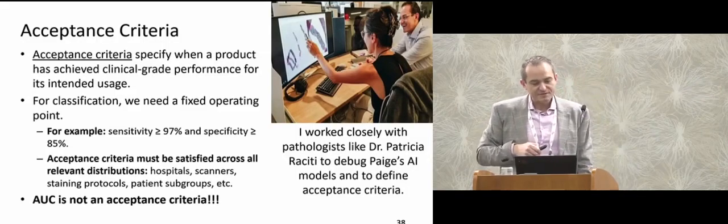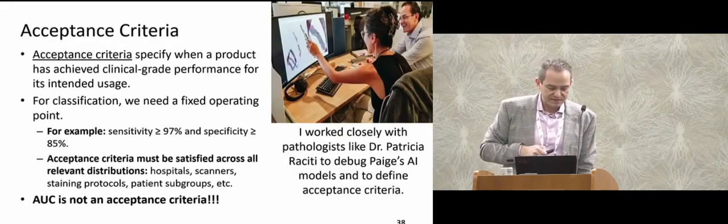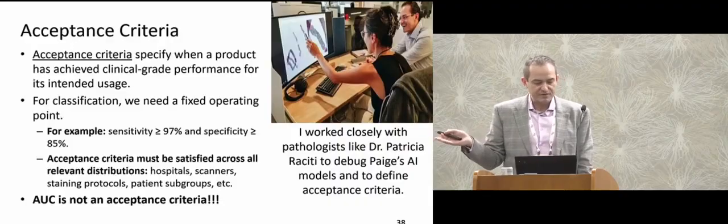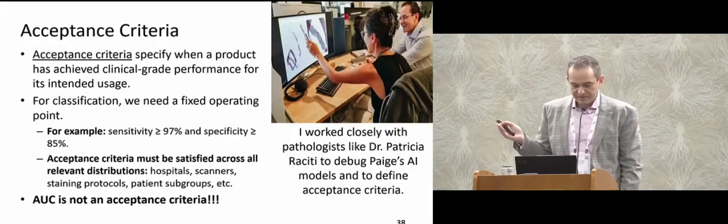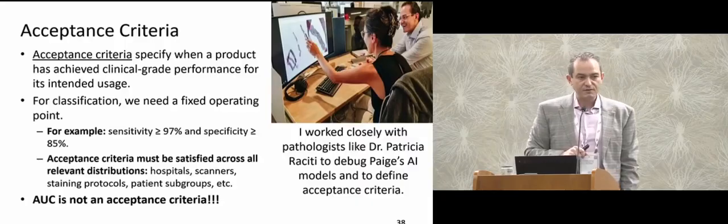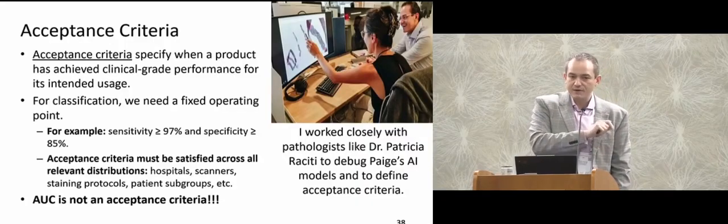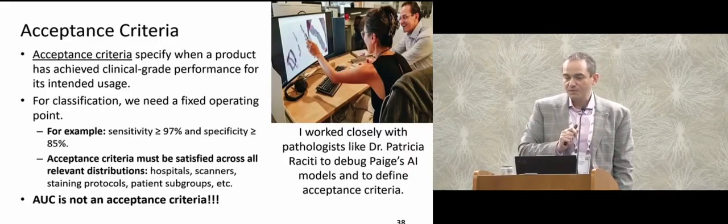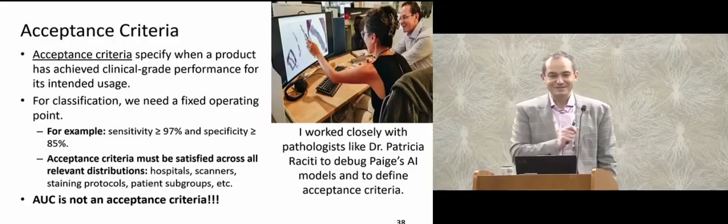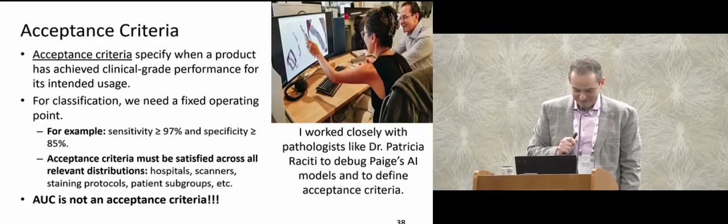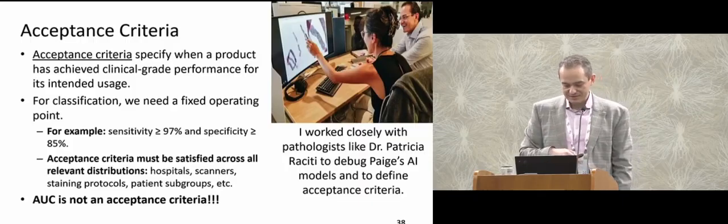Acceptance criteria specify when a product has achieved clinical grade performance for its intended usage. For classification, we need a fixed operating point, for example sensitivity greater than 97% and specificity greater than 85%. It must be satisfied across all relevant distributions, and at least for Paige, this involved going to the FDA and saying, what about this? And they'd say yes or no. They do not tell you what they want. They just tell you no, we don't want that. If you ask what you should do, they won't tell you that. Anyways, AUC is an acceptance criteria.